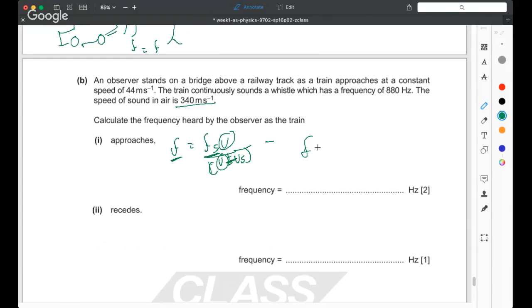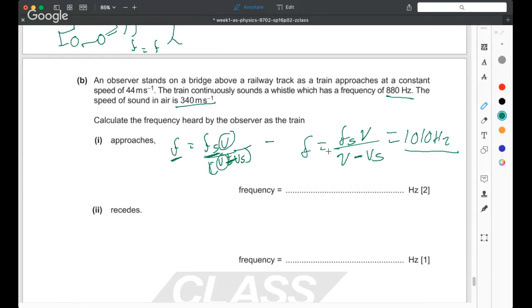So here would be the frequency of the emission times the velocity of the medium. At the velocity of the medium, you have to subtract the velocity of the source. So this number is going to be smaller, and the result is going to be larger. And this gives you around 1,010 hertz.